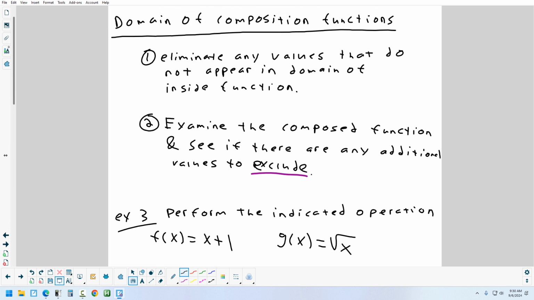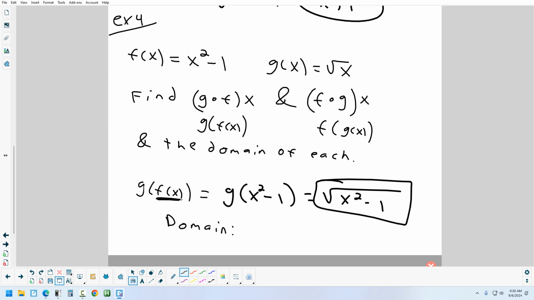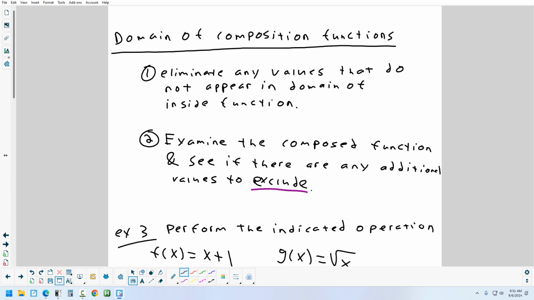Okay, now step 1. Eliminate any values that don't appear in the inside function. Inside function is f of x. Does f of x have a square root in it? The original example. What do you think, Bella? No? Ben, does it have a fraction with a variable in the bottom? No. So then, what do you think the domain is for f of x? If it doesn't have the two things in it that can give us a problem, the domain would be what? Yeah? All real numbers. Yes, the domain from part 1 is all real numbers. So in other words, there's nothing we need to eliminate from step 1. So right now we're at all real numbers.